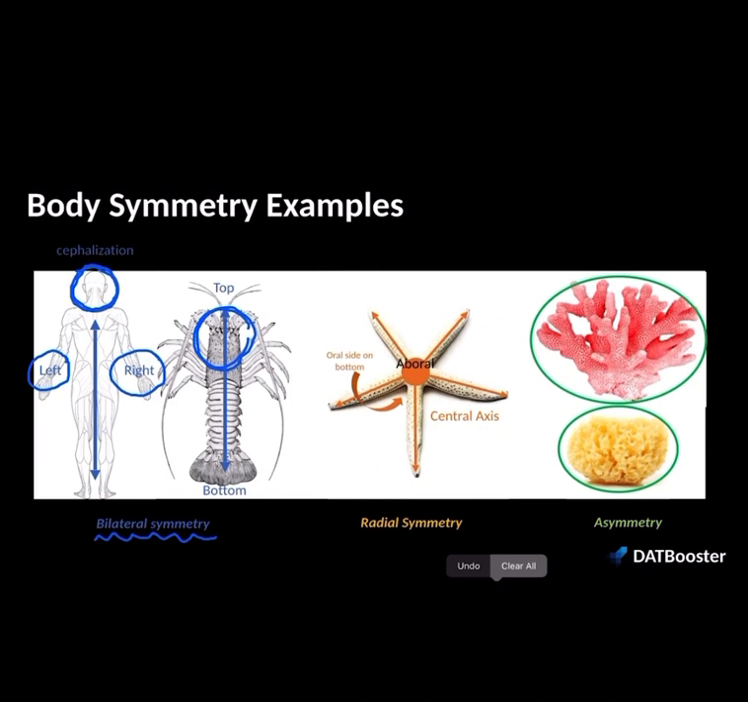A key example of radial symmetry will be a starfish. So they have a central axis that is symmetrical. You can take this in any direction. You're going to have symmetry about that central axis. On the underside of the starfish, you're going to have the oral side, so the mouth is found on the bottom. And then on the top, you're going to have the aboral side, which means without a mouth. A good example of animals that are asymmetrical, meaning they don't have any symmetry, will be sponges.